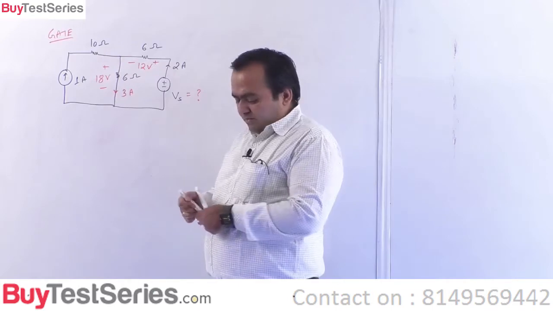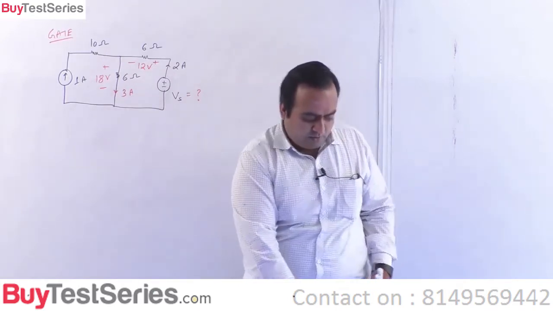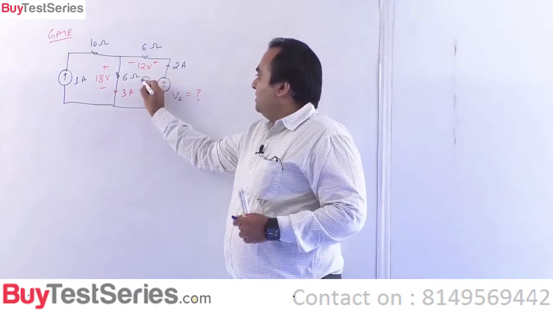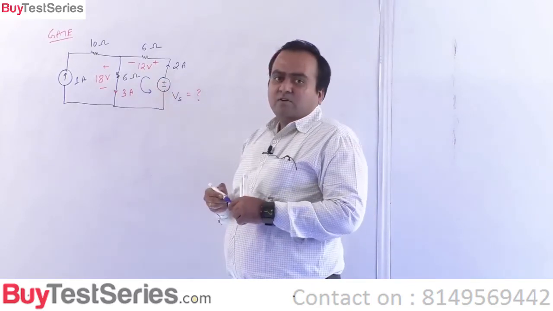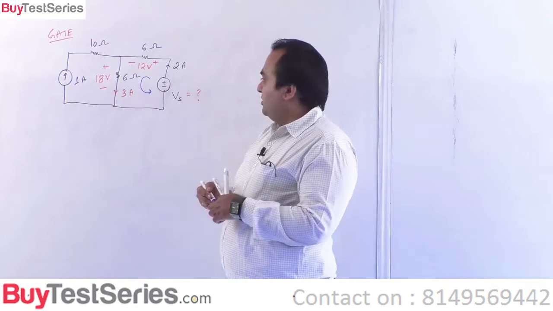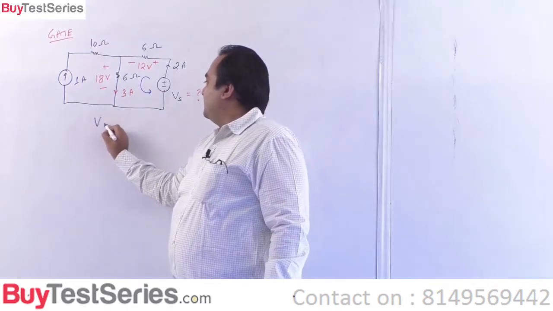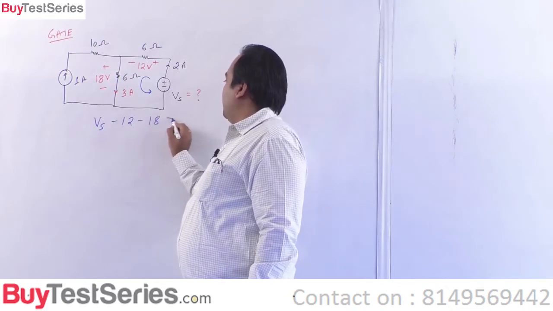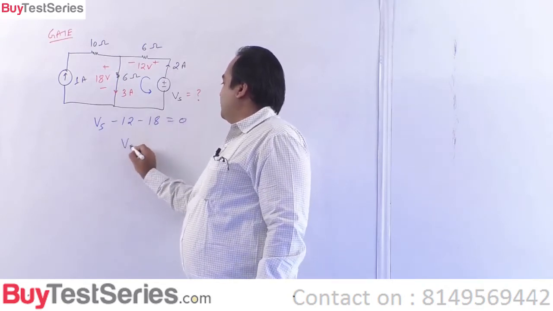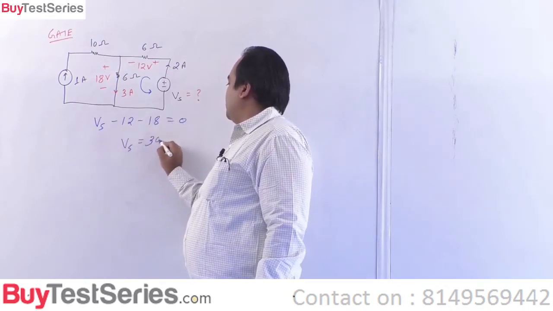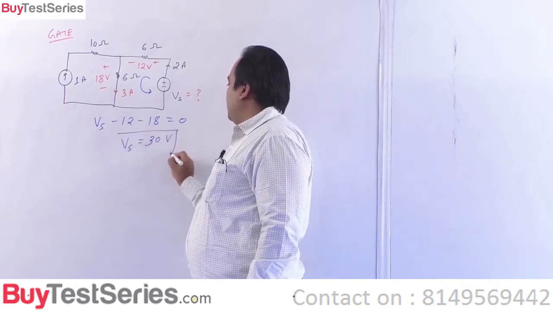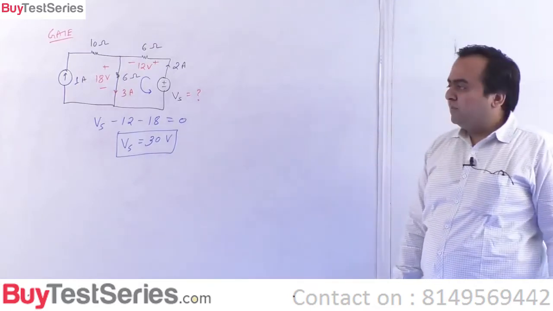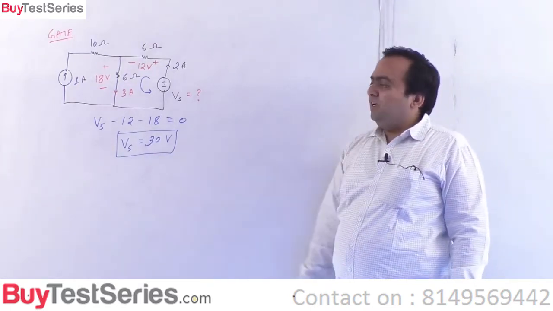So we can simply traverse this loop, the right hand side loop, in the anti-clockwise direction. We can start from the positive of Vs, so that we can write Vs minus 12 minus 18 is equal to 0, so that Vs comes out to be 30 volts. Is this okay? So the answer to this question is 30 volts.